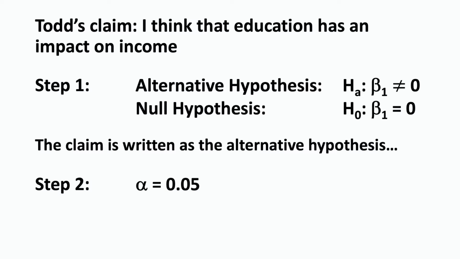And if that were the case, it would be H subscript 0, or H subscript naught, beta 1 is equal to 0. The second step of the hypothesis test is setting the significance level, and I'm setting it at alpha equals 0.05. That means there's a 5% chance I'm going to make a type 1 error of rejecting the null hypothesis in favor of my claim.